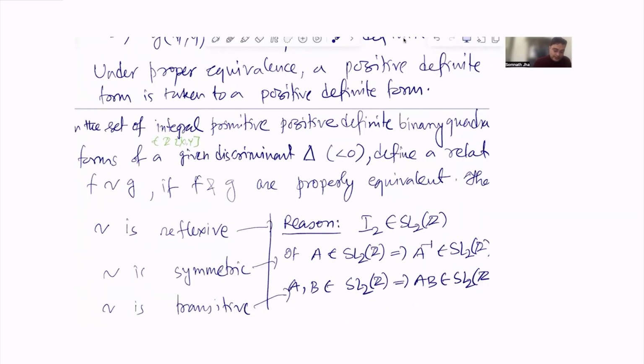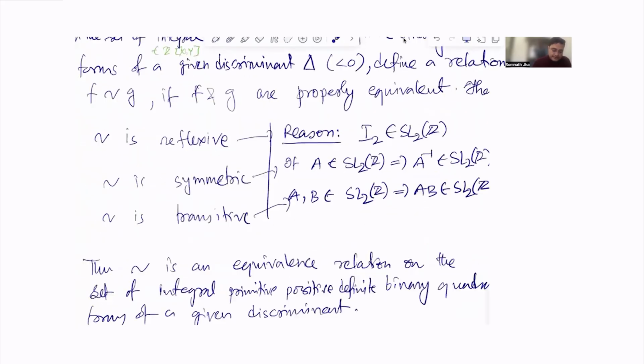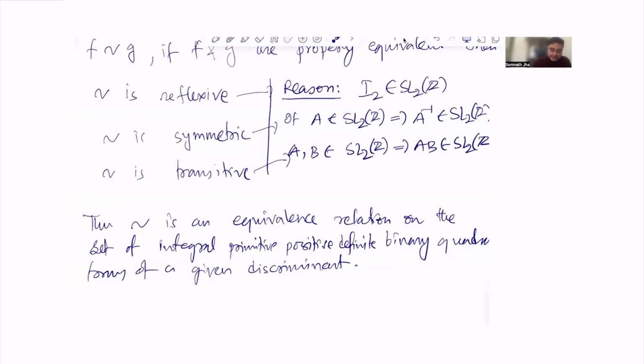If we define a relation that f is equivalent to g if f and g are properly equivalent, or SL₂(Z) equivalent, then this is reflexive, symmetric, and transitive, because the set of 2 by 2 matrices SL₂(Z) forms a group: the inverse of every element is there, and if A and B are in SL₂(Z), then AB is also in SL₂(Z).